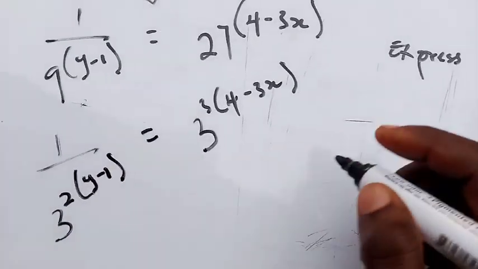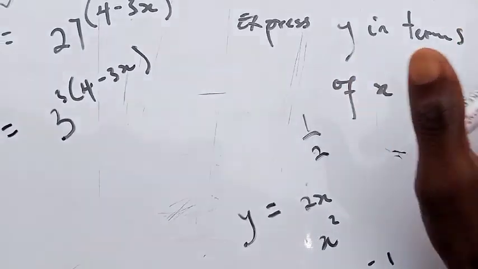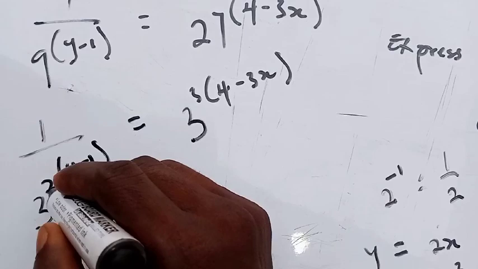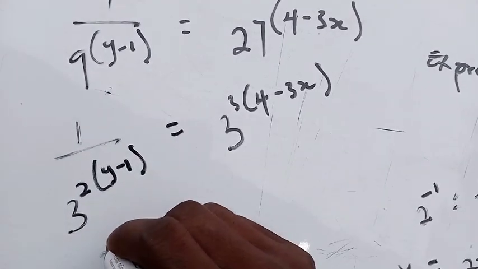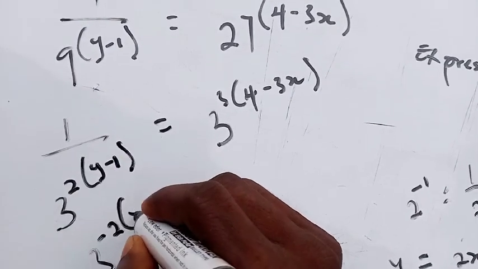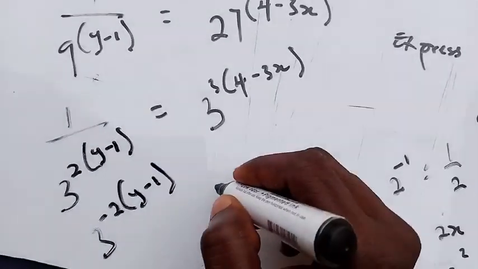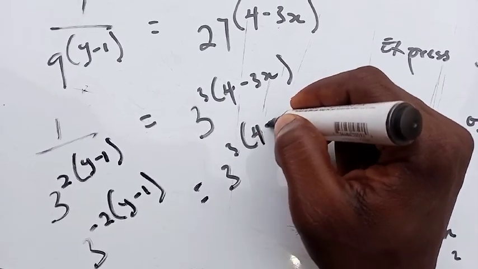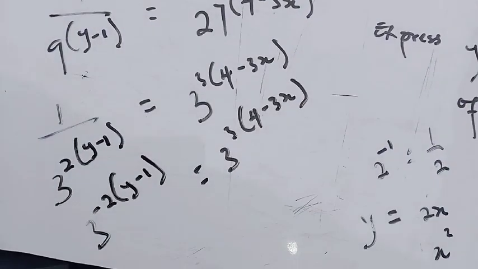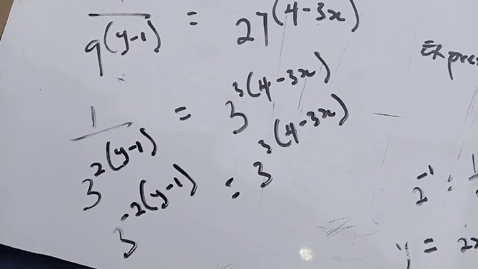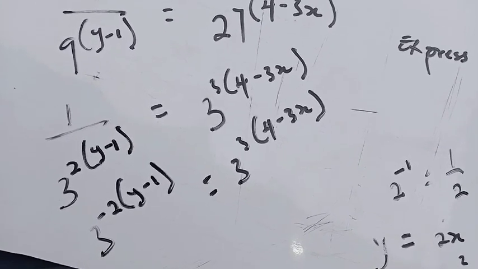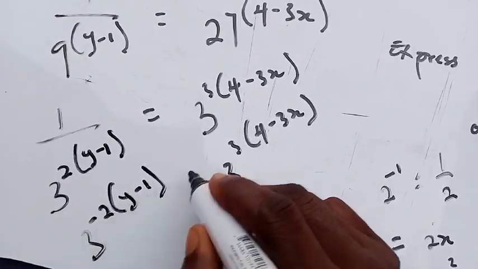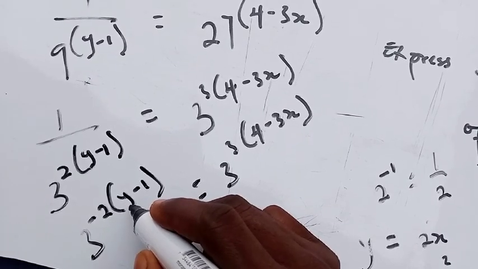Now remember what I said earlier on, when I have 1 on 2, this can be written as 2 raised to the power negative 1. So using that idea here, this guy can be written as 3 raised to the power negative of everything here. So negative of everything. Is that okay? So there tends to be 3 raised to the power 3, and then we have 4 minus 3x. This is how simple and quick a way you can deal with some of the exponential questions. So from here we can now equate the exponent and then solve for the values of y.